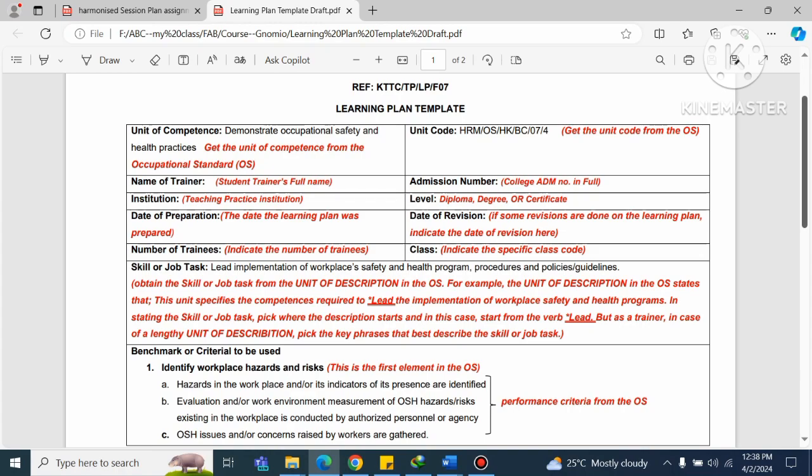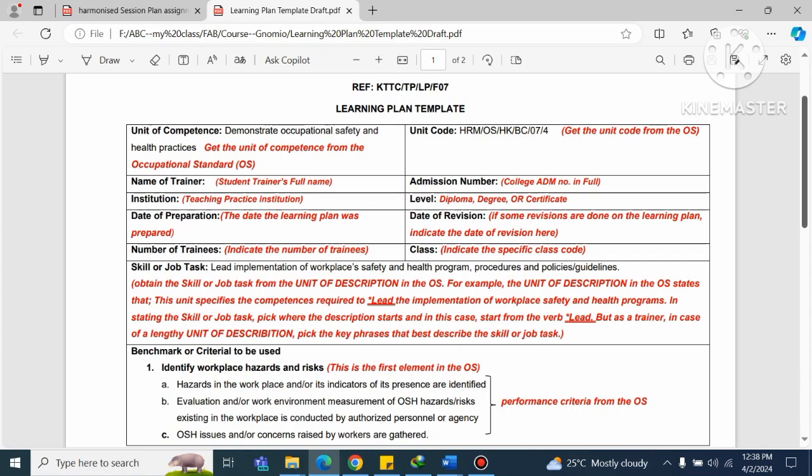The name of the trainer, then the full name and admission number. Remember, this example is for a trainer who is on teaching practice. So you'll have the admission number and the teaching practice institution, that's the name of the institution that you are training. If you are not on teaching practice, like you're on employment, then write the level that you are teaching, whether diploma, degree, or certificate, in the part for level.